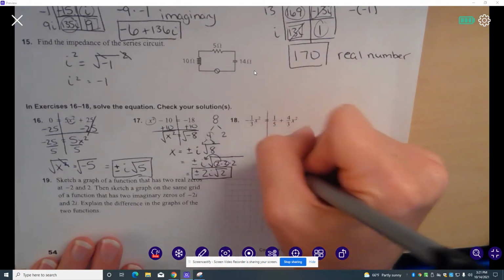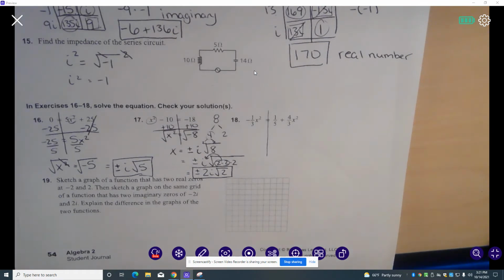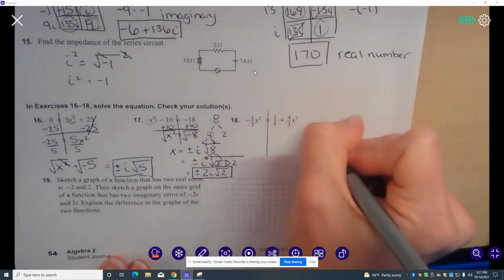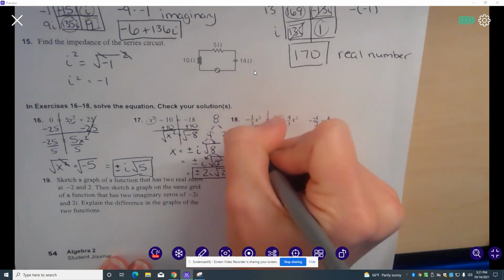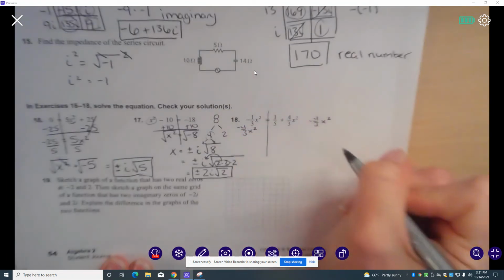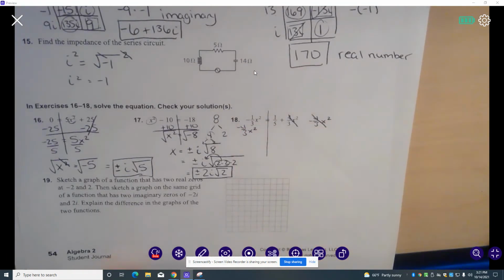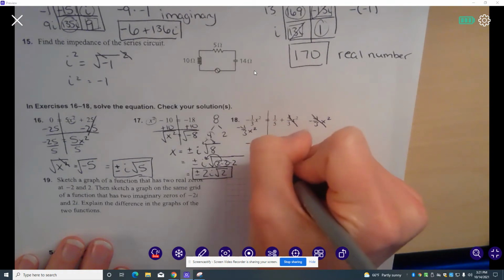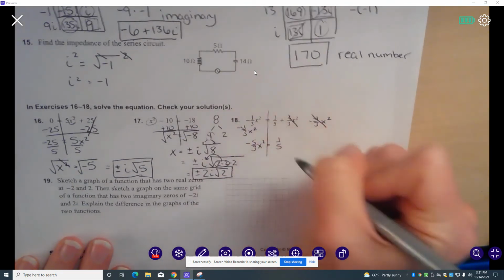All right, in 18, we've got some fractions here. I want to get all of my x squared terms to one side. So I'm going to subtract 4/3 x squared on each side. When I do that, I'm left with negative 5/3 x squared equals 1/5.